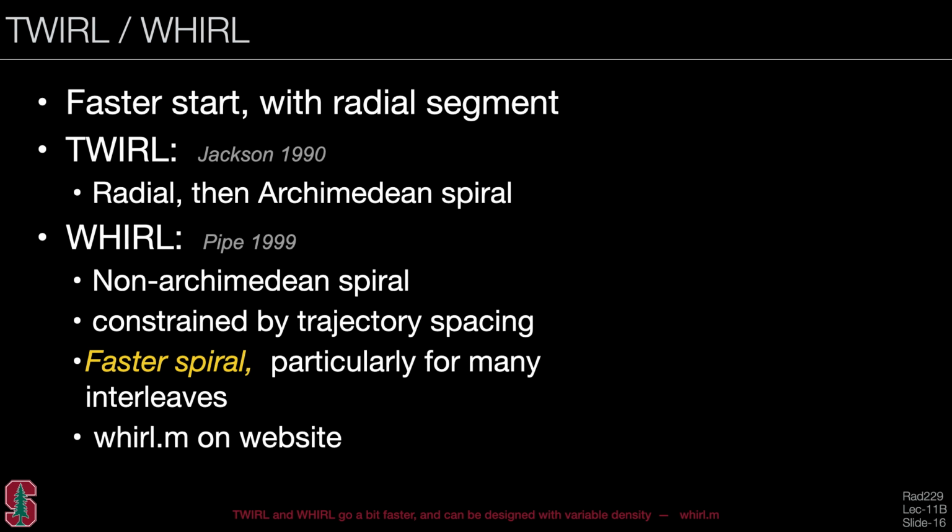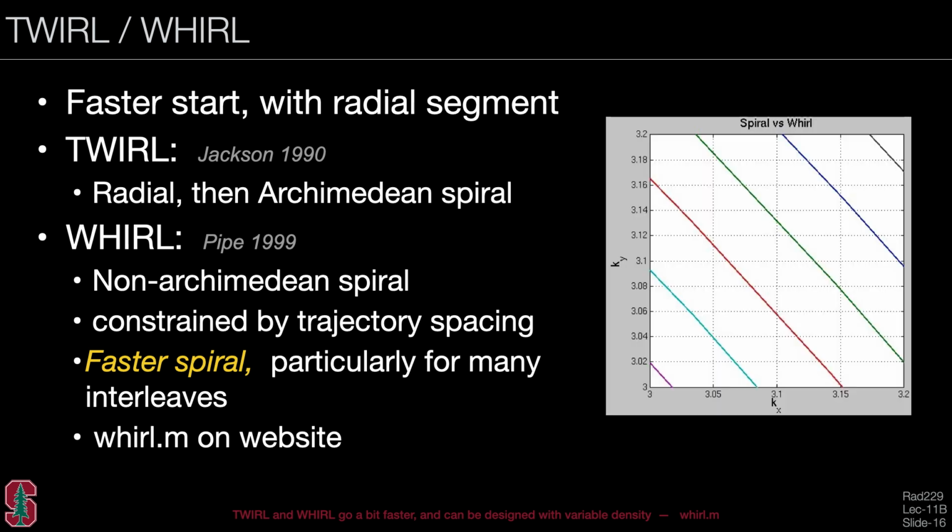It's worth mentioning that there are variations of spiral imaging that actually improve the speed of the trajectory. These are called twirl and whirl, and whirl really builds on twirl. Twirl was first proposed and basically starts with a radial outward sampling pattern and then transitions into an Archimedean spiral. Whirl takes us a step further and actually does a non-Archimedean spiral that is instead constrained by the trajectory spacing. This leads to a faster spiral, particularly when you have a high number of interleaves, and there are MATLAB functions for this.